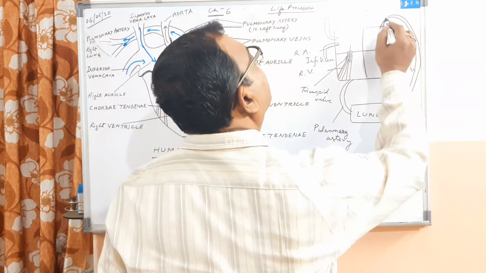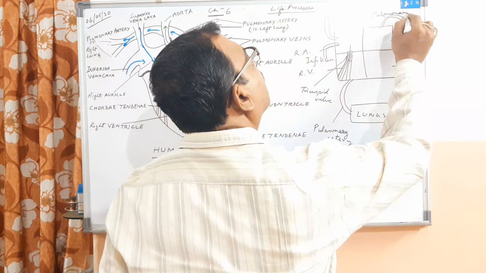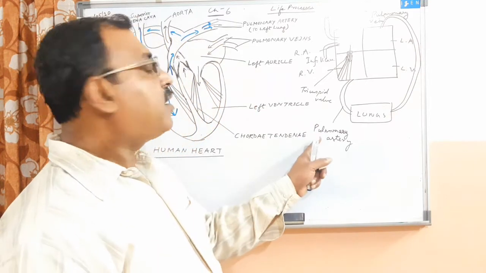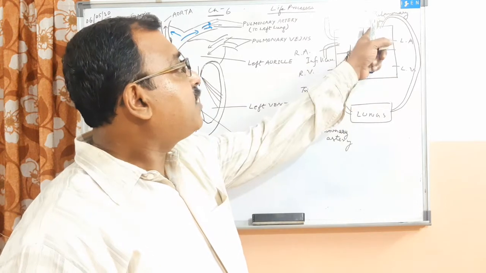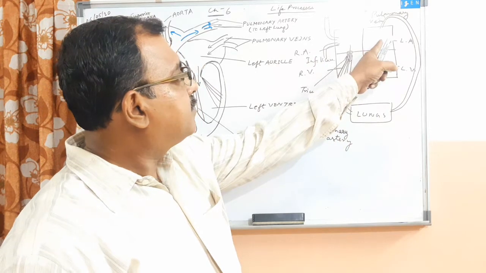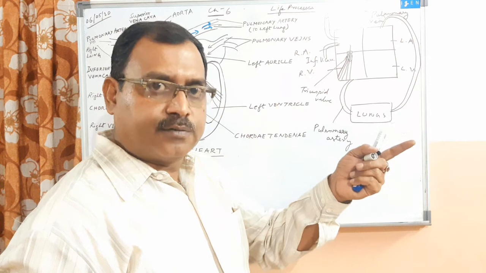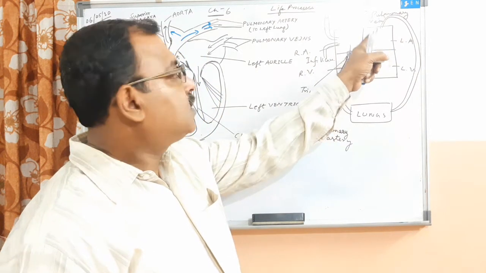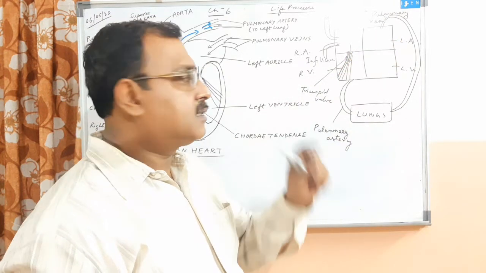via the pulmonary vein. So remember here, the pulmonary artery is the only artery in the body which carries deoxygenated blood, whereas the pulmonary vein is the only vein in the whole body which carries oxygenated blood. Oxygenated blood means blood which has more oxygen. So pure blood is brought to the left auricle via the pulmonary vein from the lungs.